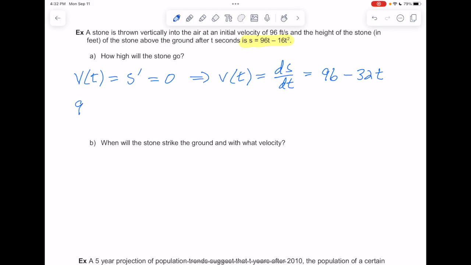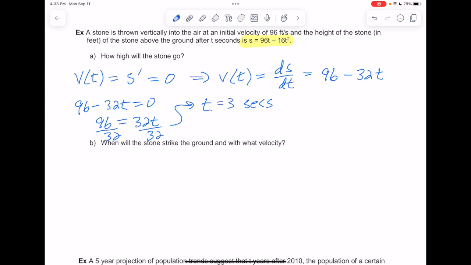So if we take it and set it equal to 0, then we can move the 32 over to the other side, get 96 equals 32t. We can divide both sides by 32, and that ends up going in nicely, and we just get t equals 3. So t equals 3 seconds is when this stone is going to reach its high point.